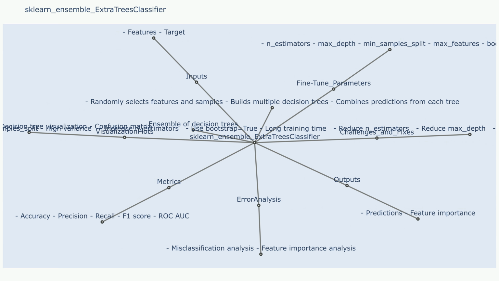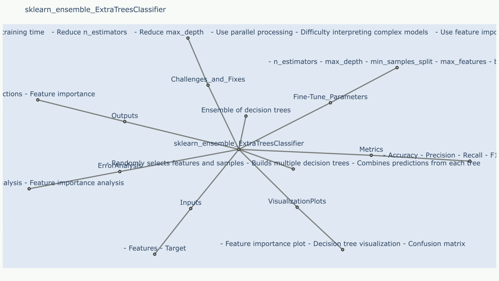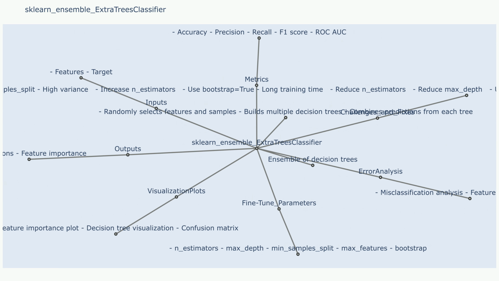Steps: bootstrap aggregating, or bagging: randomly sample with replacement from the training data to create multiple subsets. Random subspace: randomly select a subset of features for each tree in the ensemble. Decision tree construction: build a decision tree on each subset using the selected features, with the goal of minimizing impurity at each node. Prediction: combine the predictions from all individual trees using a majority vote for classification or averaging for regression.